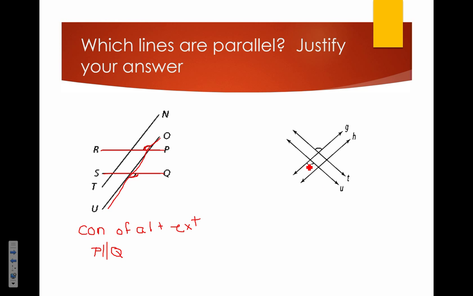Let's look at our next example. Got this angle, looks like they're alternate exterior again. Alternate, and here are our lines T and U. So absolutely, this is going to be the same thing, the converse of the alternate exterior, and we're going to say that T, and I always make a cursive, is parallel to U. So there are two examples that we could use to justify.